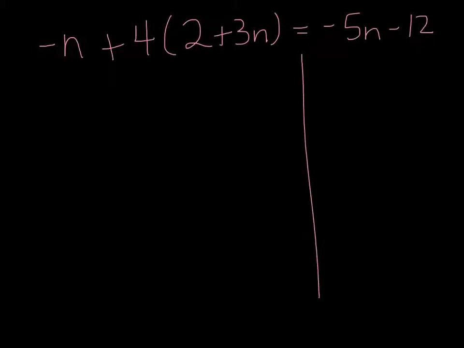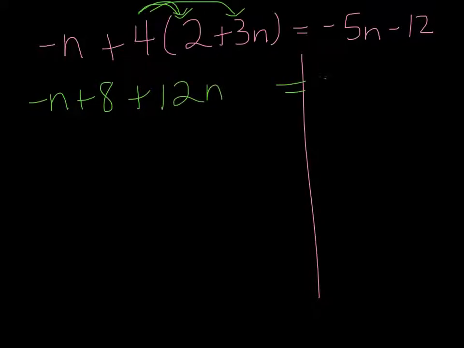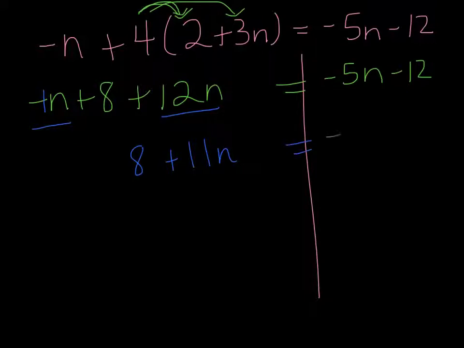Again, before I do anything, I actually have to distribute. Negative n plus 4 times 2 is 8, plus 4 times 3n is 12n, is equal to negative 5n minus 12. I want to combine the n's, and negative 1n plus 12n is actually 11n, and I have that plus 8 is equal to negative 5n minus 12.